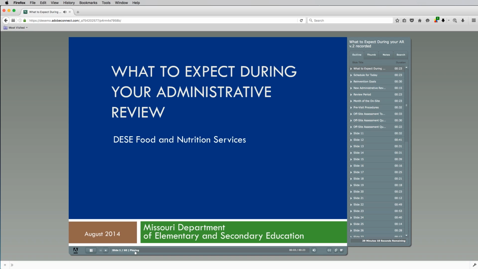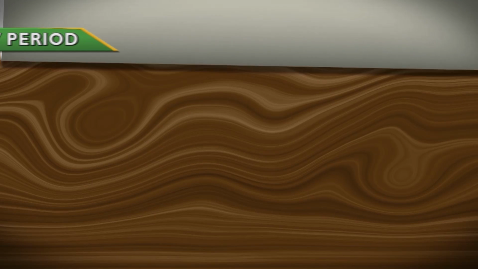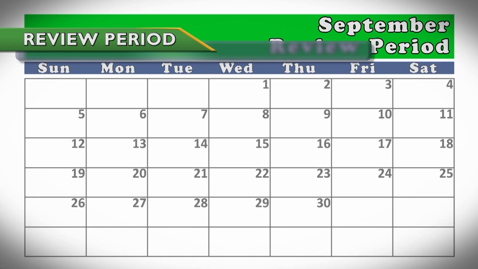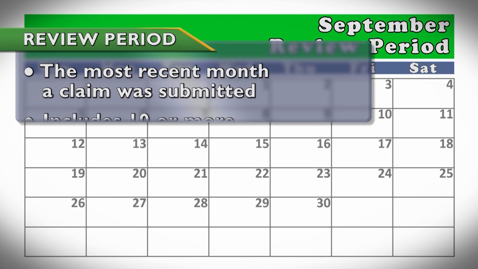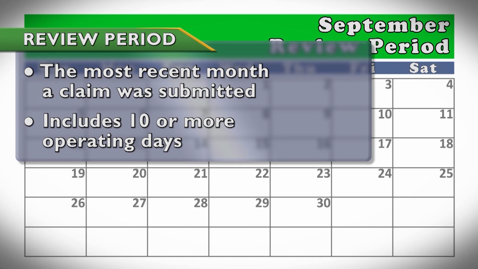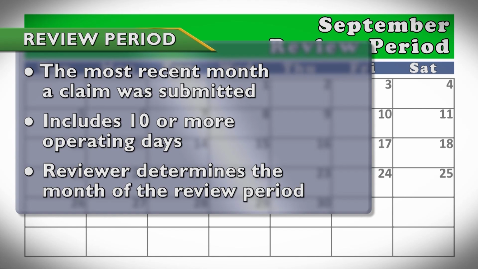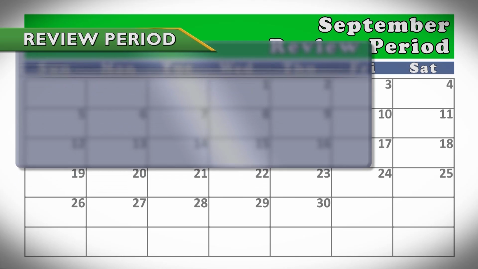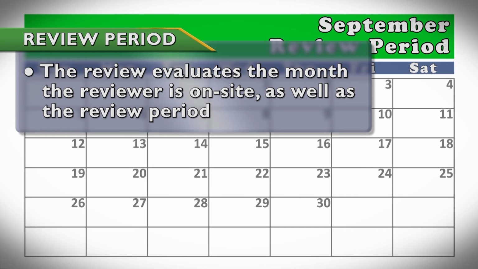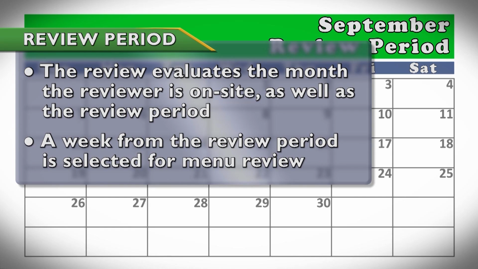Welcome. Today we will be discussing what to expect during your administrative review. The review period will be the most recent month a claim was submitted and must include 10 or more operating days. The reviewer will determine which month the review period will be. The review will evaluate the month that the reviewer is on site as well as the review period. A week from the review period will be selected for menu review, which will be discussed later in this presentation.